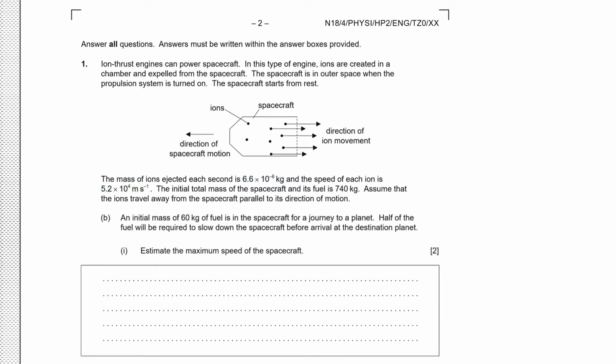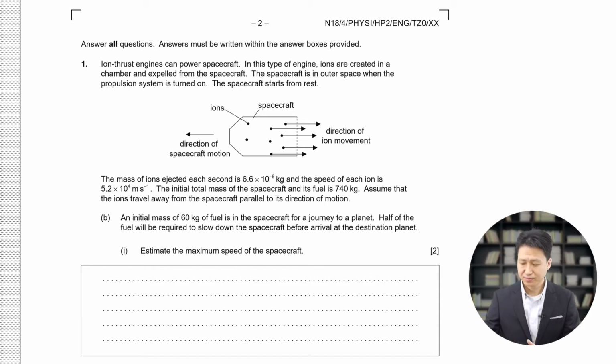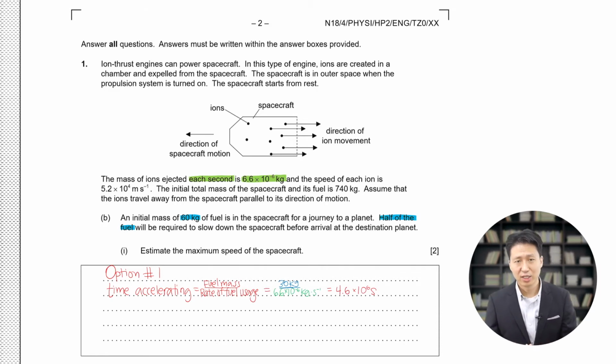Question B I asks you to estimate the speed of the spacecraft. And there are two methods to do this. First of all, if you know how fast the fuel is being burned and how much fuel you have to burn, you can get the time that you spend accelerating. So this would equal the fuel mass divided by the rate of fuel usage. The fuel mass is of course 30 kilograms, as highlighted in blue. It's half of the 60 kilograms because you can only use half the fuel to accelerate. Next, you spend the fuel at 6.6 times 10 to the negative 6 kilograms per second. Dividing this gives you 4.6 times 10 to the 6 seconds, which is the time you can spend accelerating.